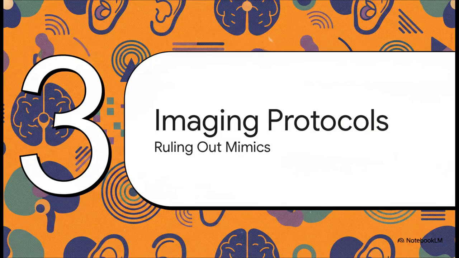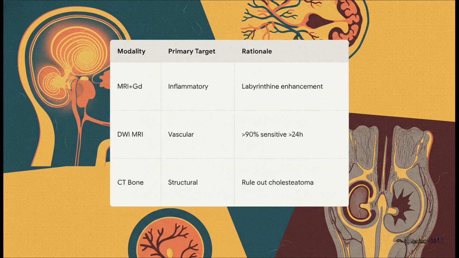Next up is Section 3, Imaging Protocols, where we focus on ruling out mimics and confirming inflammation. Ordering the wrong scan sequence can cost you vital diagnostic time, so let's break down exactly what each imaging modality does for us. MRI with gadolinium is your primary tool for confirming an inflammatory etiology.